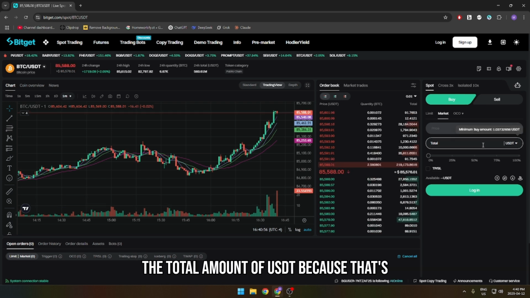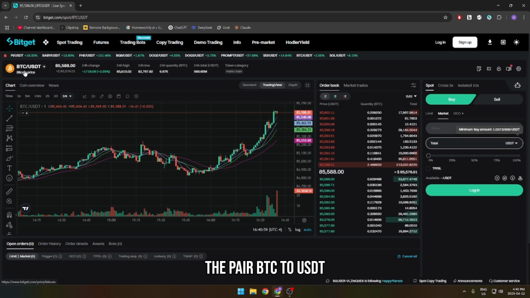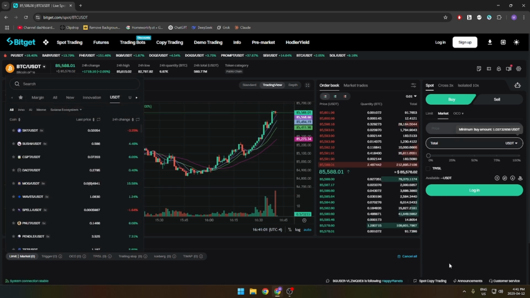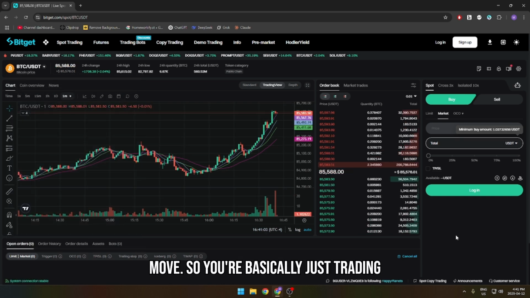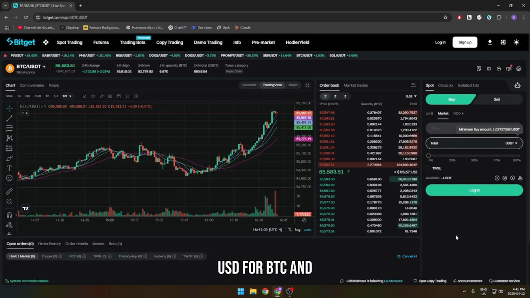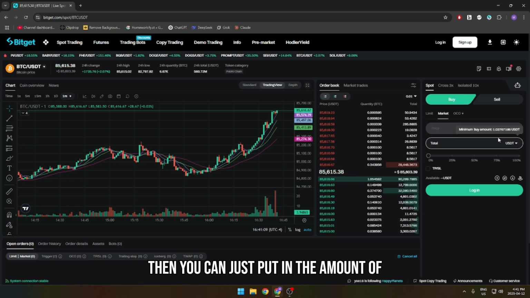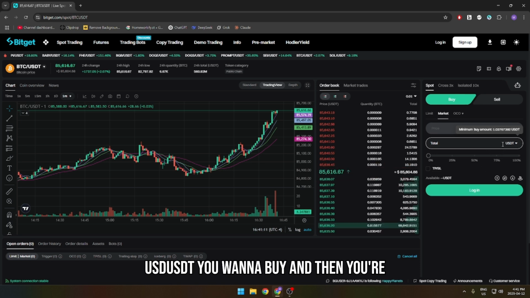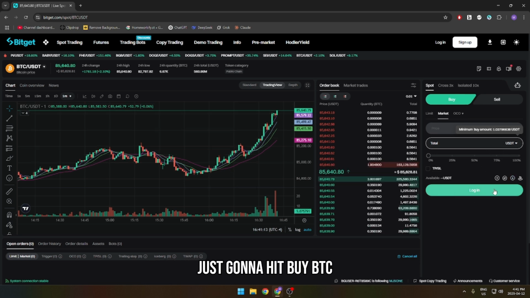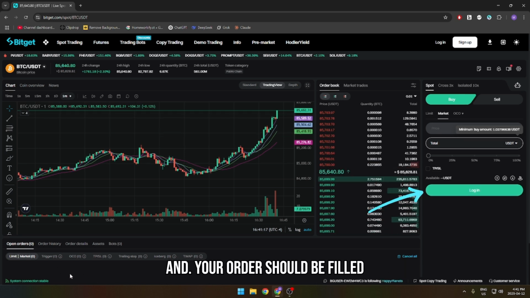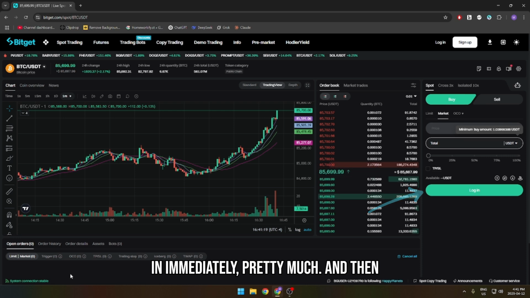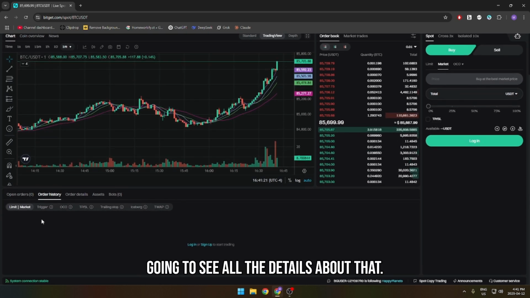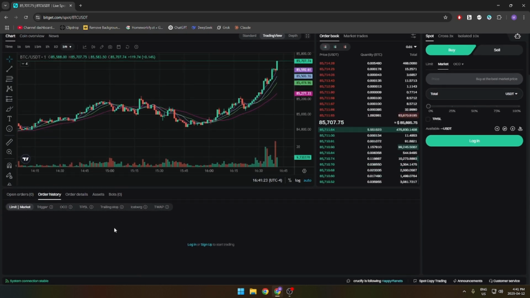and then you're gonna put in the total amount of USDT because that's the pair, BTC to USDT, and USDT is just a stablecoin, doesn't move, so you're basically just trading USD for BTC. And then you could just put in the amount of USDT you want to buy, and then you're just gonna hit buy BTC, and your order should be filled immediately pretty much. And then when you go under order history, you're gonna see all the details about that.